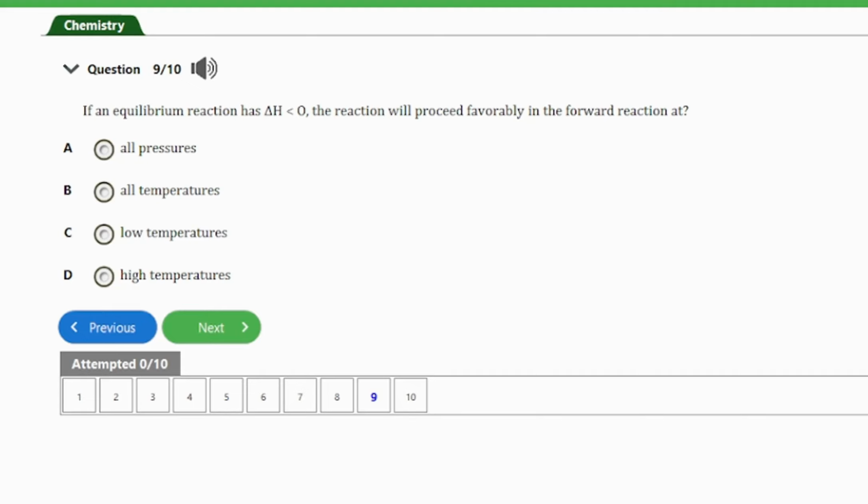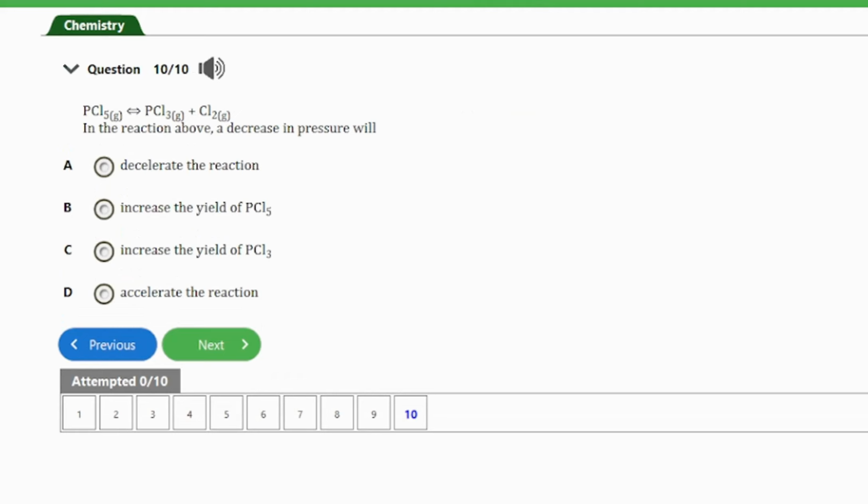It says, if an equilibrium reaction has delta H that's less than 0, the reaction will proceed favorably in the forward reaction at A, all pressures, B, all temperatures, C, low temperatures, D, high temperatures. So guys, the answer to this question will be option C, and that's at low temperatures. So let's consider the next and the last question, guys.